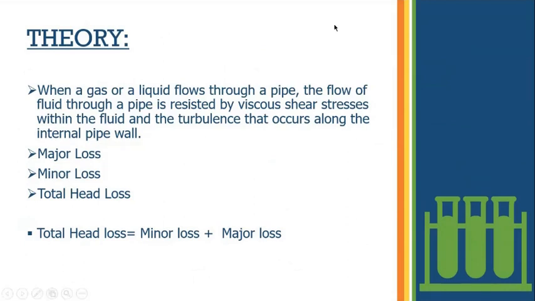Now, the theory of the experiment: when a gas or a liquid flows through a pipe, the flow of fluid through the pipe is resisted by viscous shear stresses within the fluid and the turbulence that occurs along the internal pipe wall. During this process, there are two main types of energy losses, major and minor loss. Major loss involves the losses due to the friction of the pipe, whereas minor loss involves the losses due to the change in the apparatus, that is from pipes to valves or other bends and joints. The total head loss is measured as the sum of minor loss and major loss.